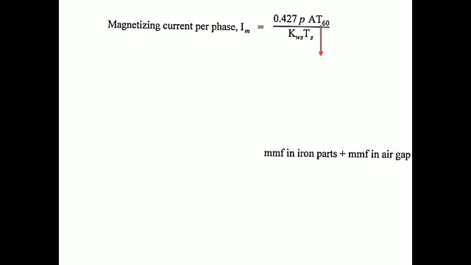So you need to calculate only two things here, which is nothing but MMF in iron path plus MMF in air gap. By adding these two things, you can declare the total AT value. Here also the MMF in iron path is given as a condition in the data.